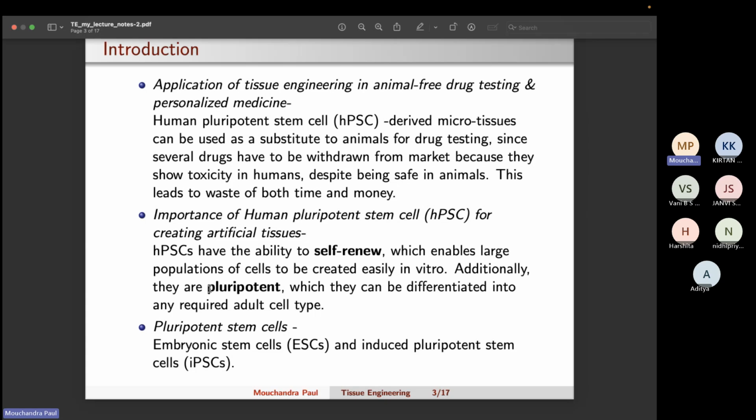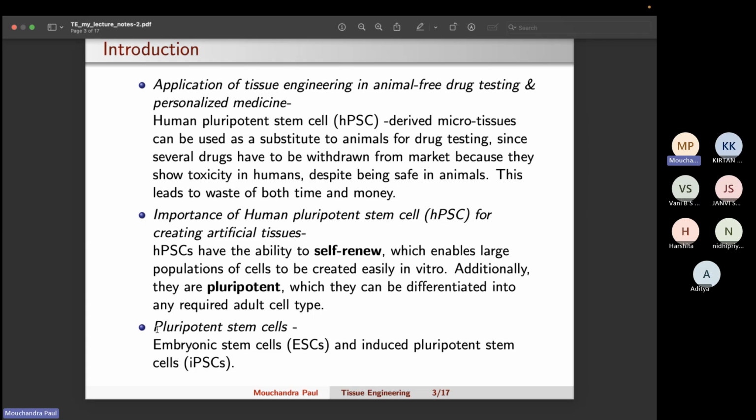So if you can maintain that stemness in in vitro conditions, in culture conditions, then you can create a large number of tissues, okay? And each of these tissues under specific conditions will give rise to tissue with differentiated cell type, and then you can use it for your application.